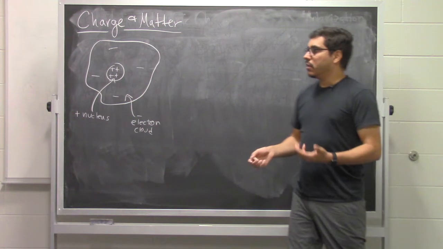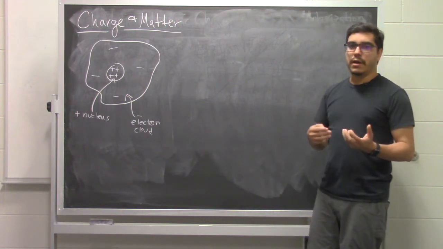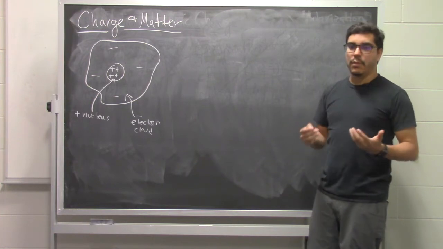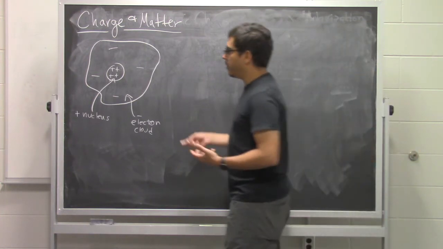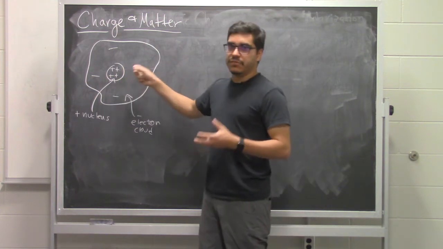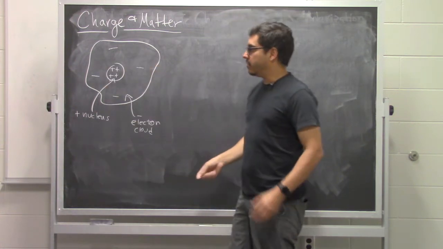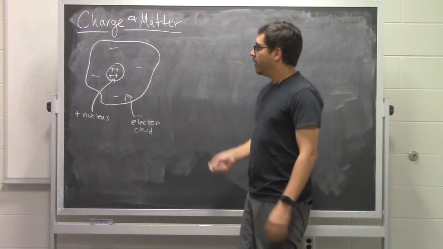So in this video, we're going to talk a little bit about charge and matter and how interactions between charges and matter result in a phenomenon called polarization. So what we have here is a very simplified picture of an atom. It has a positively charged nucleus, which is very dense and very heavy, and a negatively charged electron cloud, which is kind of diffuse and very light.